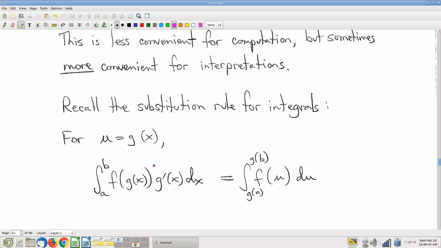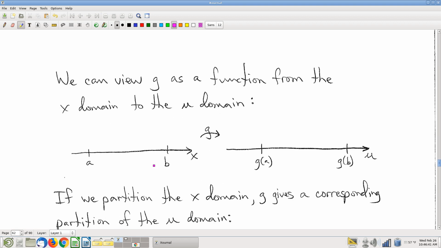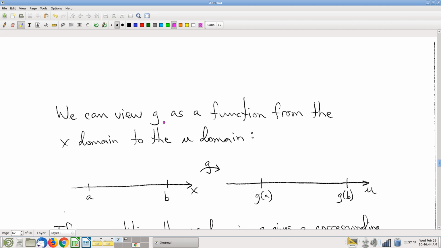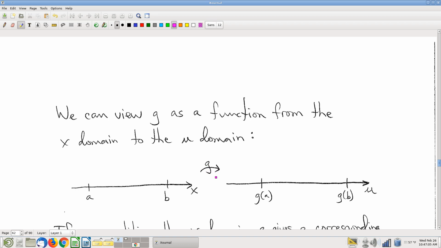I want to give you a different point of view, something that's going to be more useful for us for analogy purposes. I want to think of this g not as an algebraic tool, but as a function that you visualize, at least geometrically, as having a domain way over here and a target way over here. I want to geometrically represent the action of that function.